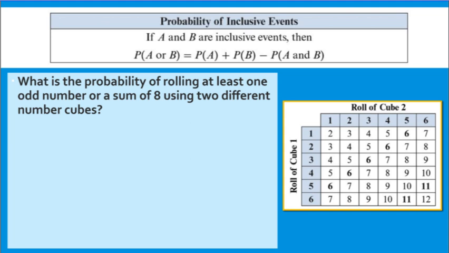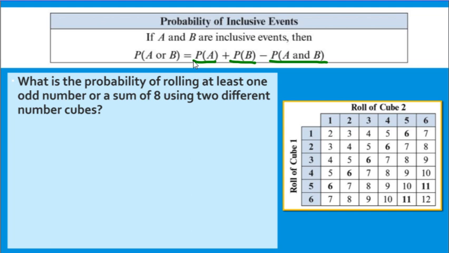Probability of inclusive events. Inclusive means you have two different events, but some of them overlap. And so we need to take the overlapping ones out because you can't count them twice. So the formula is find the probability of event A, add the probability of event B, but then subtract the ones that are in both events. So what is the probability of rolling at least one odd number?